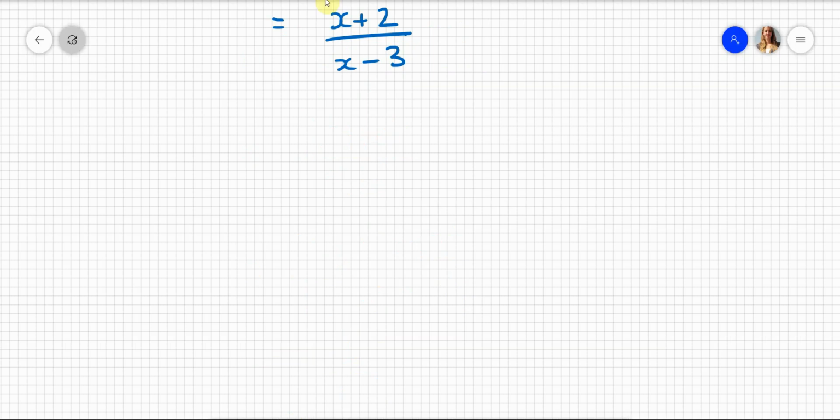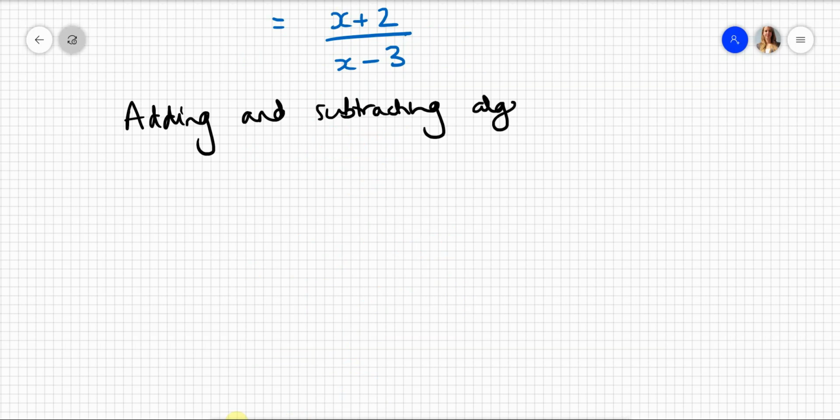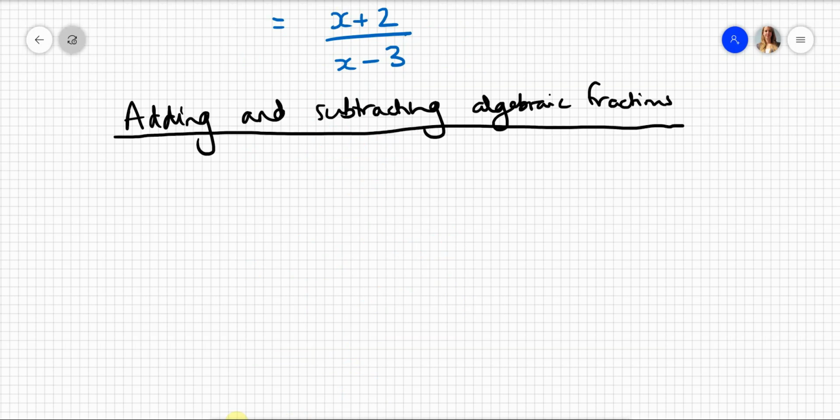Going on now then to adding and subtracting algebraic fractions. We take the same approach as when we add or subtract numeric fractions. We need to put them over a common denominator. So we'll do this one as an example.